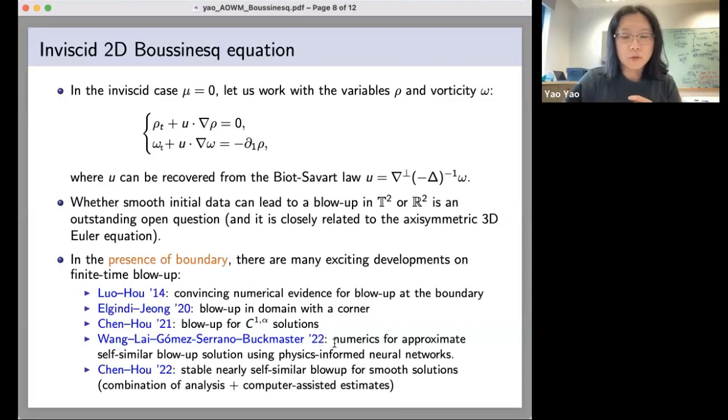And in some recent works, there are numerics for the approximate self-similar blow-up solution using physics-informed neural networks. And also in the very impressive work by Jiajie Chen and Thomas Hou, they proved that stable, nearly self-similar blow-up for smooth solutions can happen, where they use a very nice combination of analysis together with computer-assisted estimates.